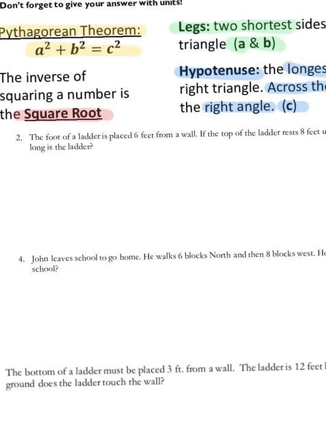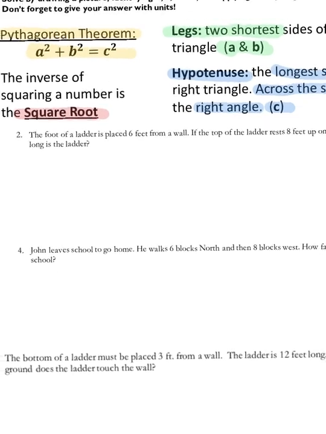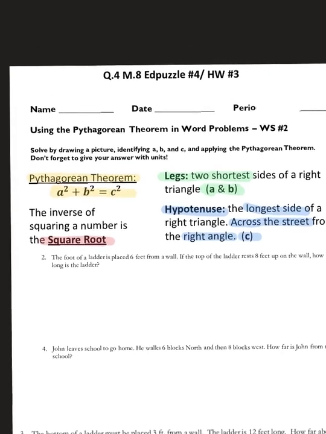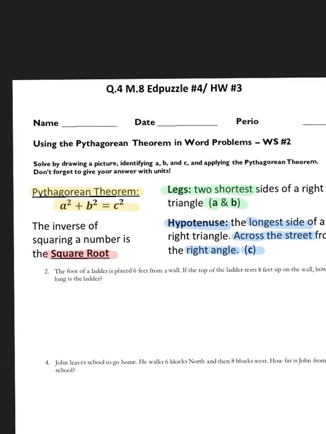All right, so here we go. Let's get into some word problems. So the hardest thing for word problems is just setting the problem up. Real quick, I just want to talk about the directions right here. So it says we must draw a picture. So make sure you draw a picture, identify A, B, and C, and apply the Pythagorean Theorem. And you must give your answer with units.